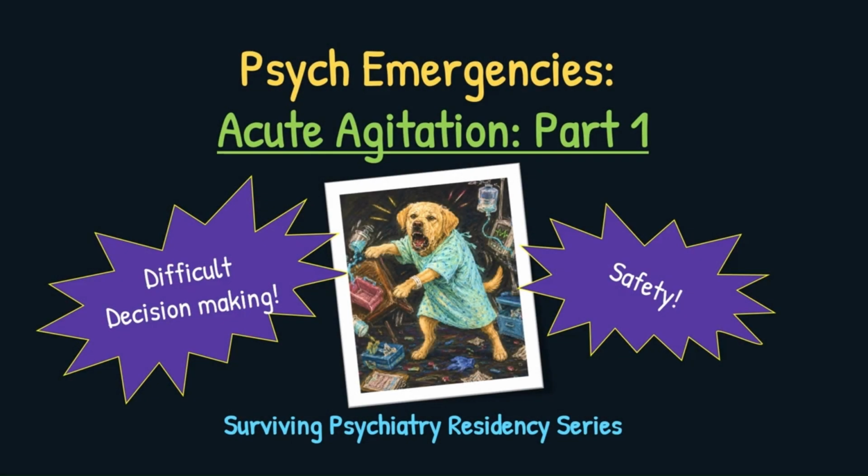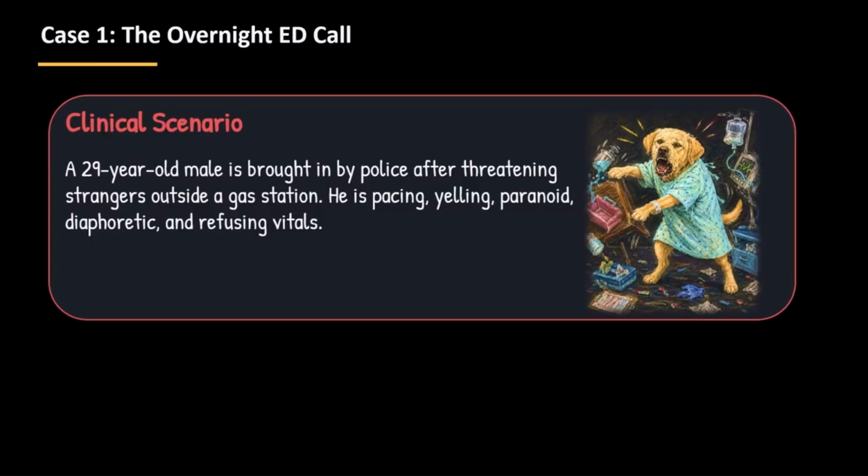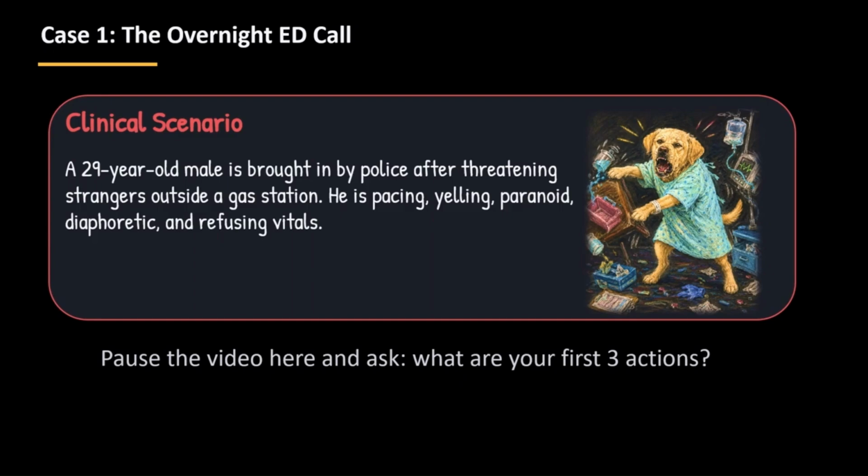One of the hardest parts of residency that no one teaches you is how to think through these high acuity agitation situations in real time. So you are on call and you get a consult from the ED. They're saying that there is a 29-year-old male brought in by the police after threatening strangers outside a gas station. In the room, he is pacing, yelling, paranoid, diaphoretic, refusing vitals. Pause the video here and ask yourself, what are your first three actions?